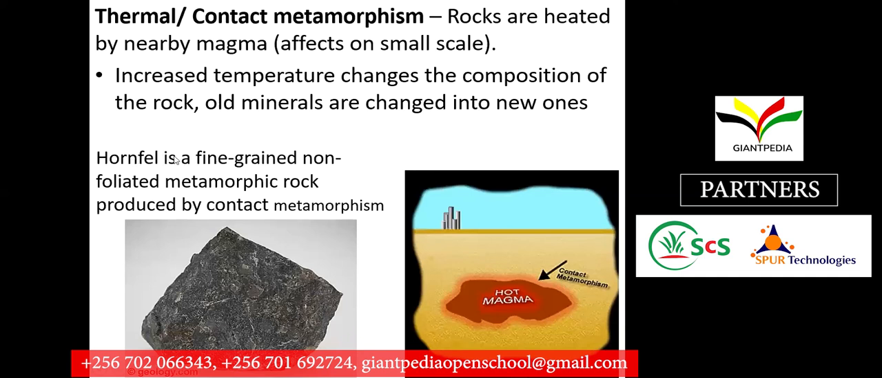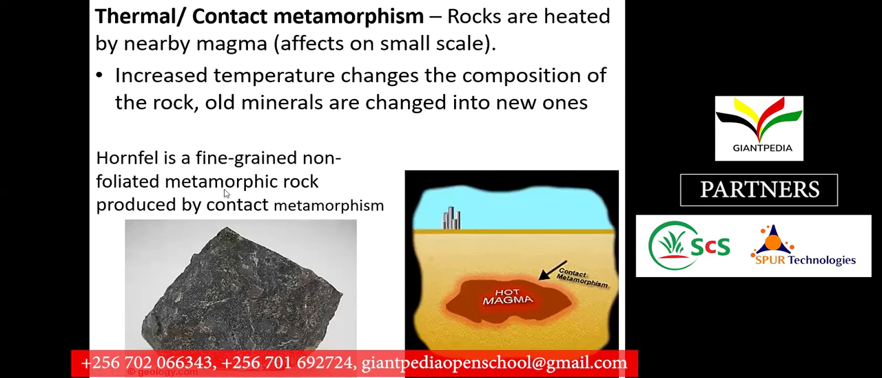Now, hornfels is a fine-grained, non-foliated metamorphic rock. We shall see what is meant by foliated. The lines. Yes, that is the foliation. We shall see it before we end, so you may not ask. This is non-foliated because there are no lines here. The foliations are the lines across, showing signs of pressure. So this one is not the result of pressure. That's why it is non-foliated. There are no bands, non-banded.